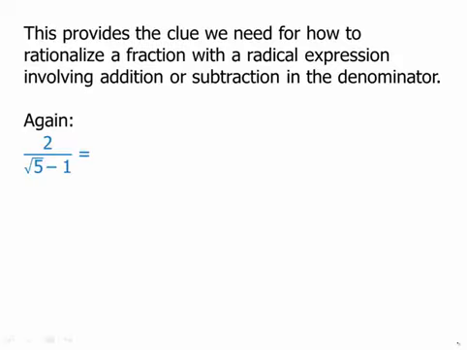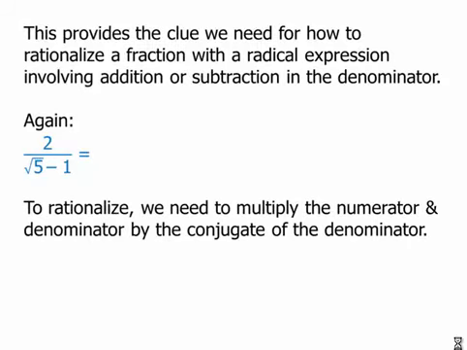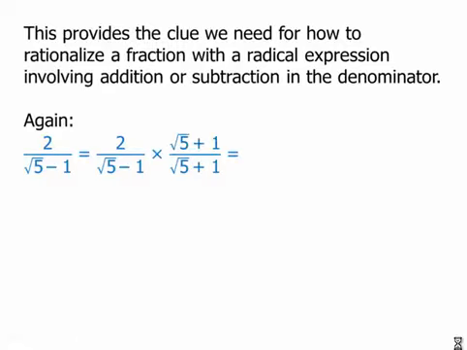We had something like 2 divided by the quantity root 5 minus 1. Well, what I'm going to do is multiply the numerator and denominator by the conjugate of the denominator. To rationalize, we're going to multiply the numerator and the denominator by the conjugate of the denominator. So what we have in that denominator is root 5 minus 1. The conjugate would be root 5 plus 1. So we're going to multiply by that conjugate. Root 5 plus 1 over root 5 plus 1.